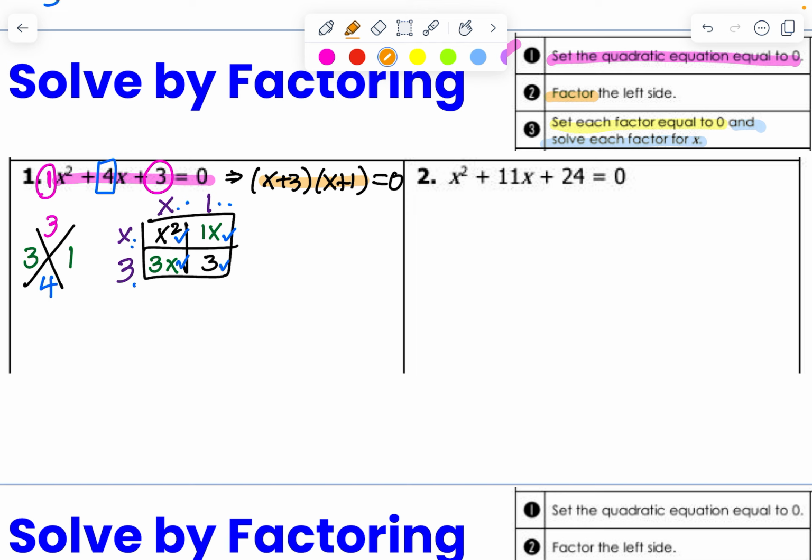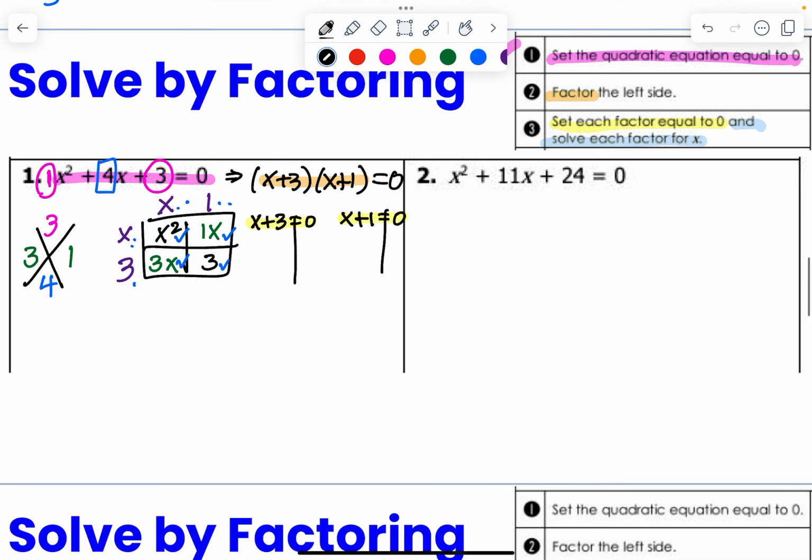Now I'm ready to set each factor equal to 0. x plus 3 equals 0. x plus 1 equals 0. And finally, I'm ready to get x alone all by itself. Take away 3 on both sides. Whatever I do on one side, I do to the other. I end up with x equals negative 3.